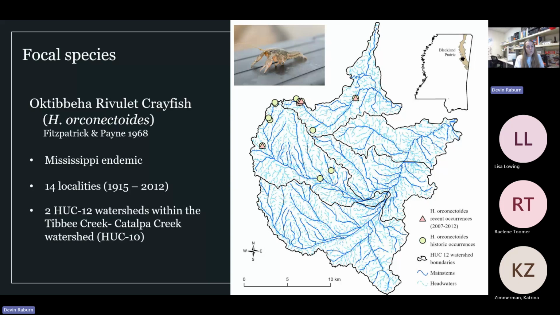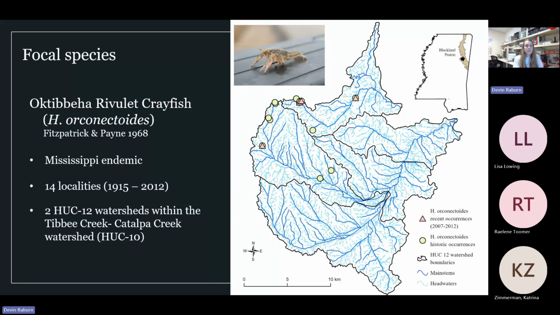And we only have 14 localities for the species, ranging from 1915, when it was first caught, until 2012. And so we can see it in the map over here. Our pink triangles are the recent occurrence sites that we found the species at from 2007 to 2012. And then the green circles are those historic occurrences from way before 2007. And this is all we have. We have these 14 localities, and that's all we know them to be.